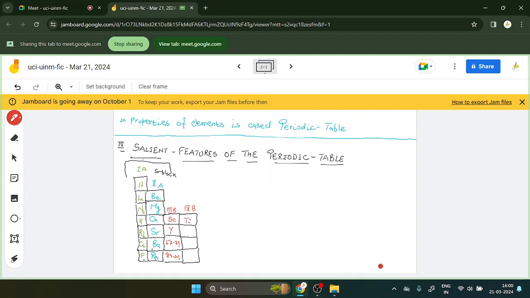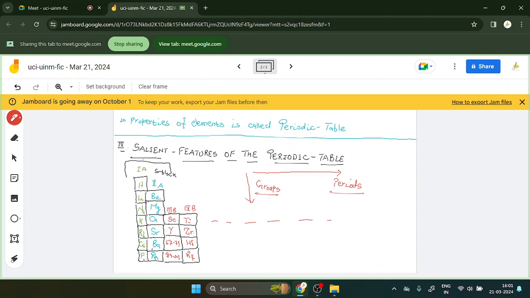I can't draw the whole periodic table, that is just for making you understand. Zirconium, hafnium, and rutherfordium, RF. So this whole periodic table will continue like this. The main purpose of drawing this was to make you understand that these vertical lines are called groups, while these horizontal lines are called periods. Clear about this?